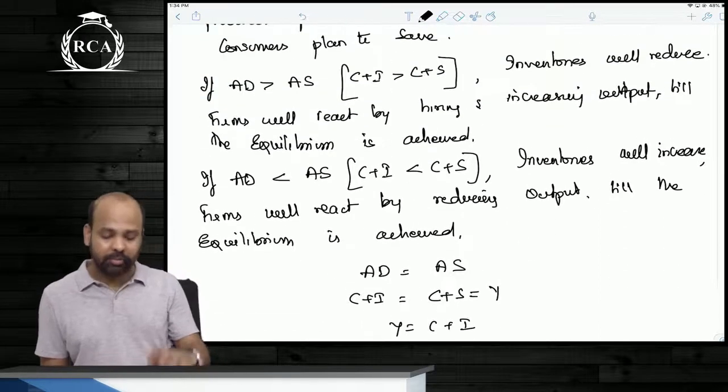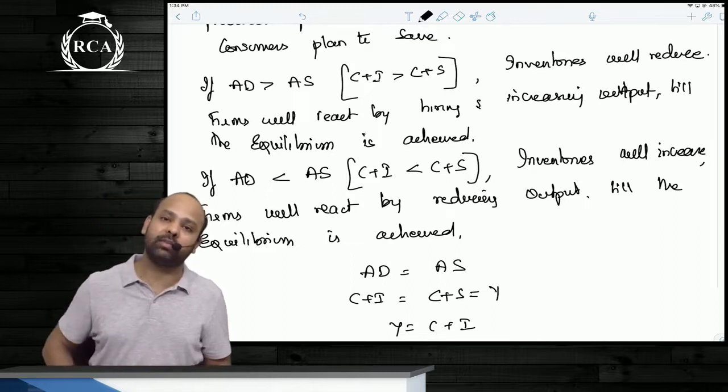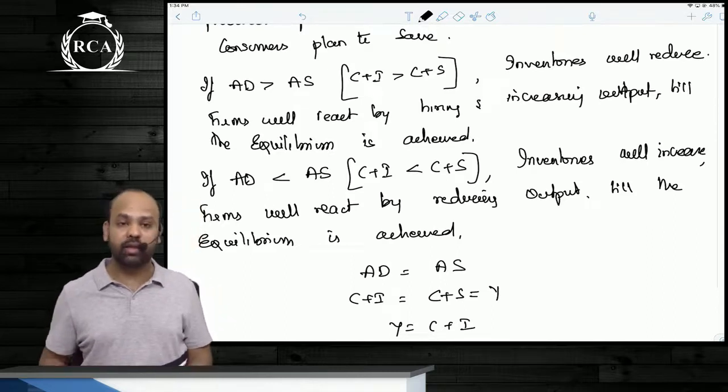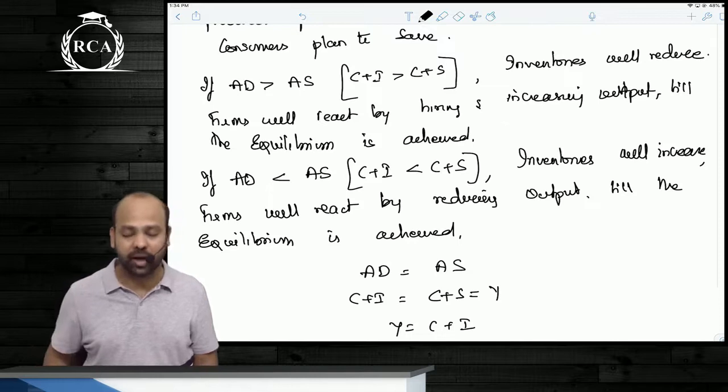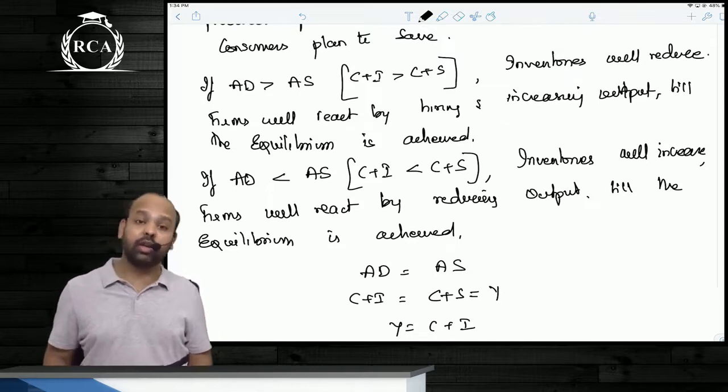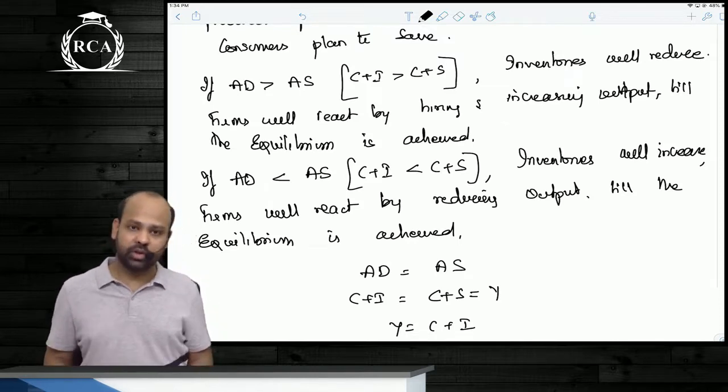Likewise, if aggregate demand is greater than aggregate supply, this will result in a reduction of inventories, and the suppliers will slowly start to increase their output, and this will result in an equilibrium position. Understood?